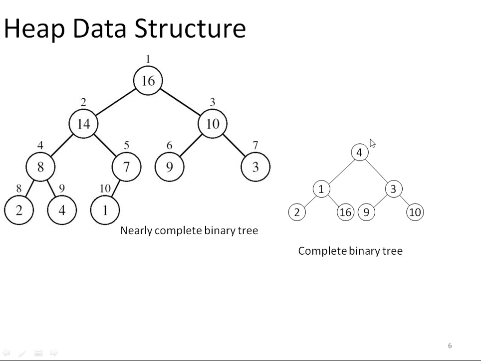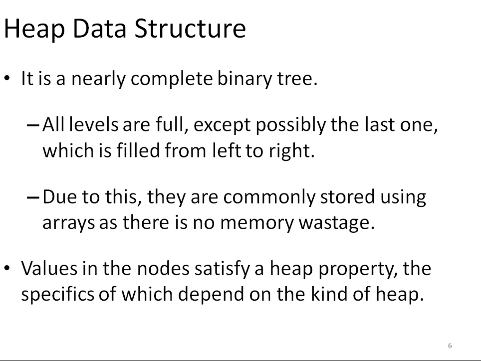So if all the levels which are present in a binary tree, they are full, then that tree is known as complete binary tree. On the other hand, if all the upper levels are full, and the last level is filled only from left to right, then it is known as a nearly complete binary tree. So heap data structure follows the property of nearly complete binary tree. It is just a visualization, but the heap is actually an array. So a heap data structure can be visualized in the form of a nearly complete binary tree.